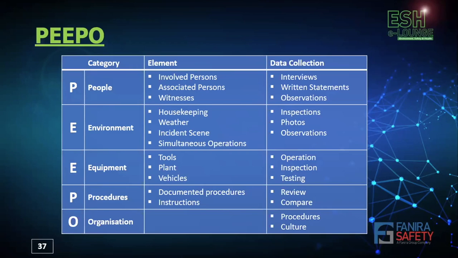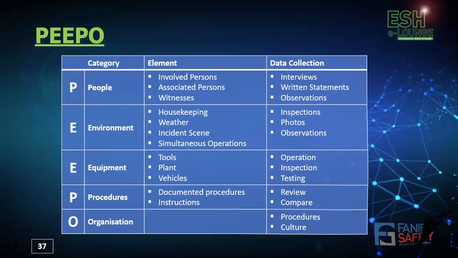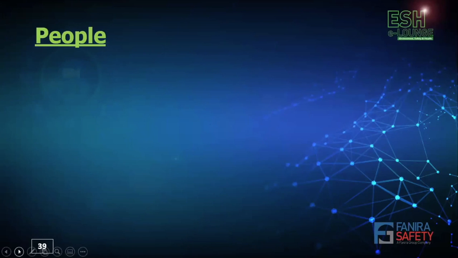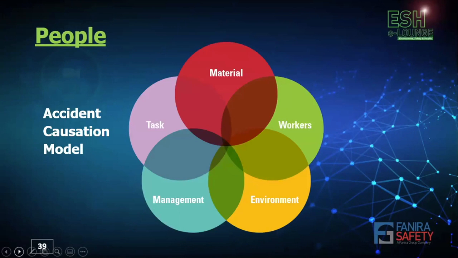Then we've got the organizational aspects. Now, this is the bigger monster. You know, do we have procedures? What is the culture in the workplace? Training, how is it conducted? And the like. So we'll deep dive further into the people, the data collection. So when it comes to people, people make part of the accident causation method. Your workers get to interact with the materials, the task, the instructions or directions from management, and the environment in which they are working.